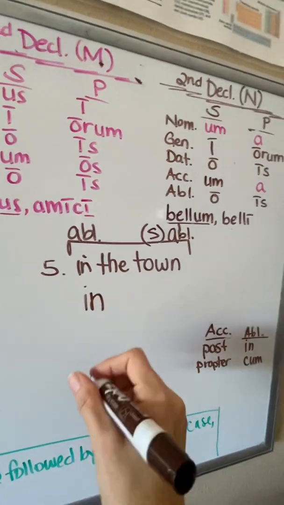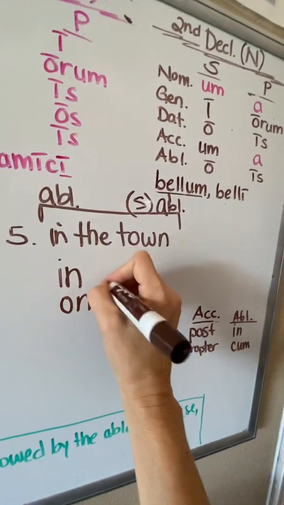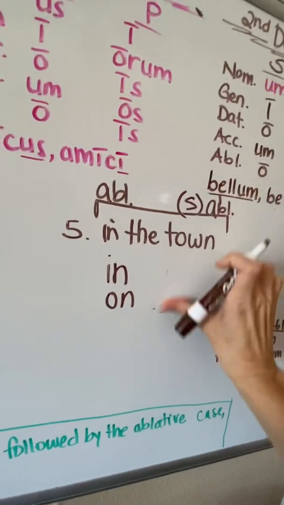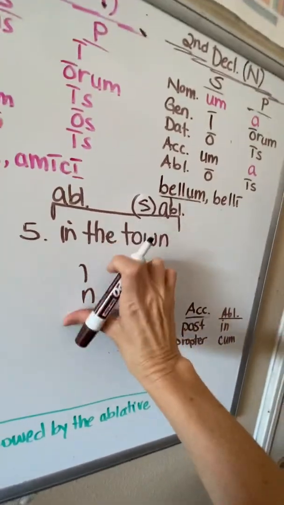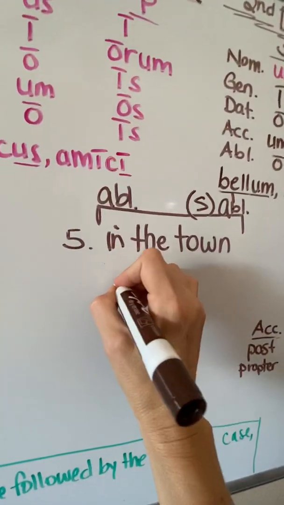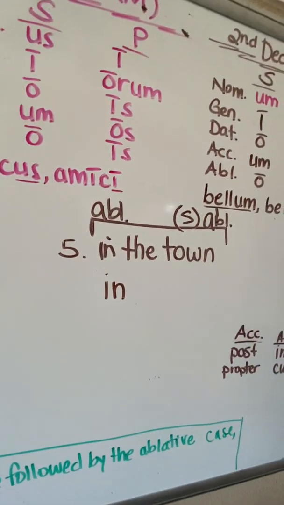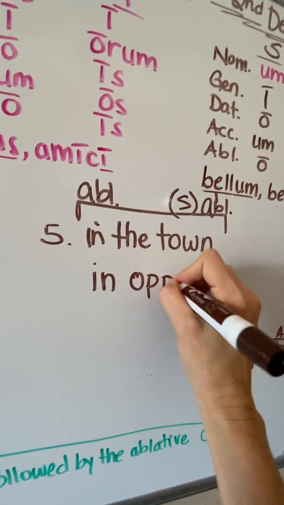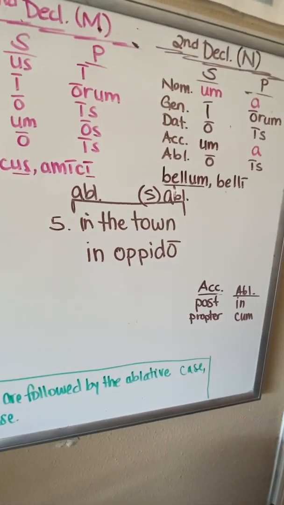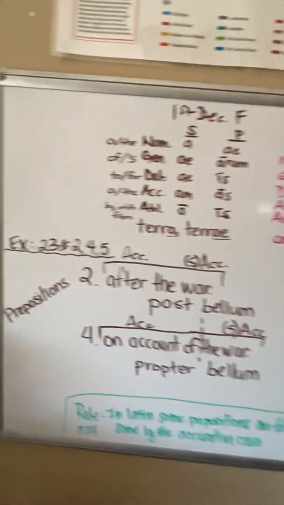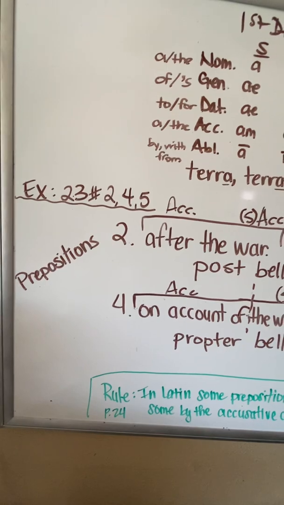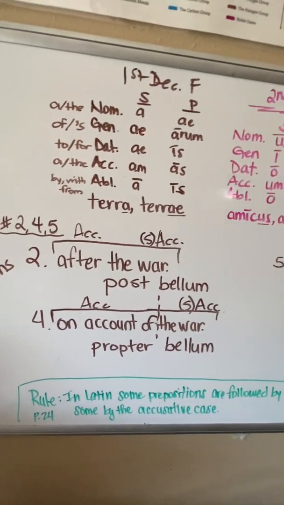I can say in the town, or I can say on the, oh, sorry, we're doing this in Latin. I've got to remember, I'm doing it in Latin right now. So I just leave in because that's the Latin. And then I say oppido. Okay? And that's how exercise 23 works, working from the English into the Latin. All right. Have fun translating.